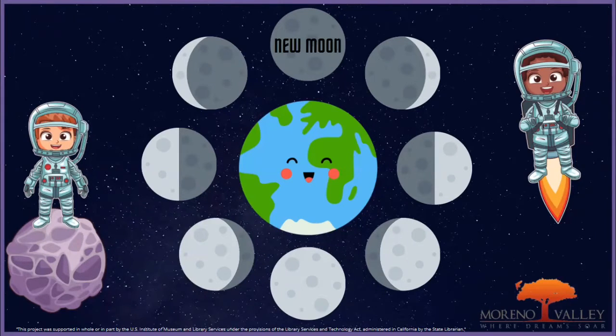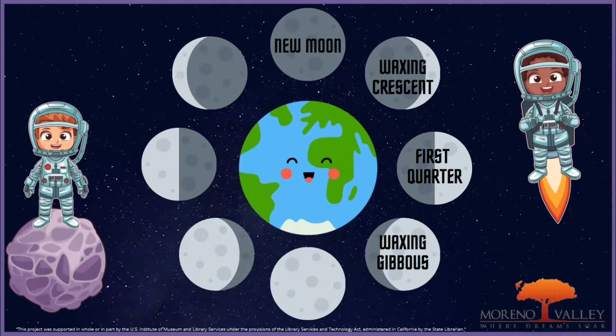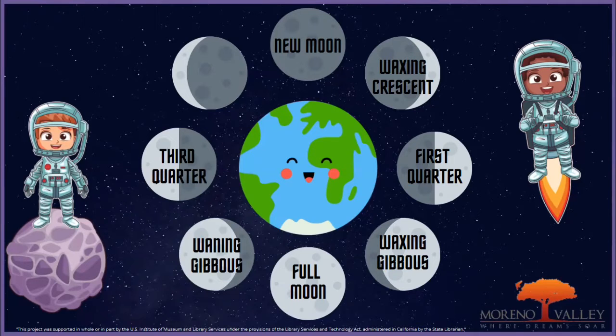We'll start with new moon, waxing crescent, first quarter, waxing gibbous, full moon, waning gibbous, third quarter, and waning crescent.